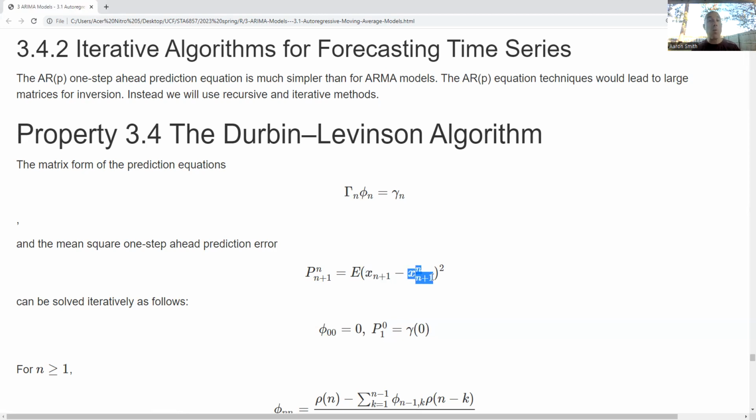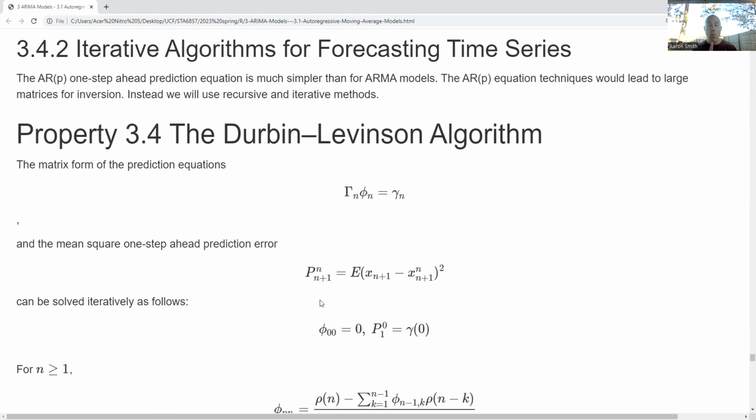minus the value that we're forecasting the value with. So I observe n data points, I want to, in time, predict the n+1 data point. So if I have a year of data, monthly data, n would be 12, and I would be attempting to predict next month's value. And so then, we do the difference, that's the raw error, square it, and then taking the expected value will give us our mean squared one step ahead prediction error.